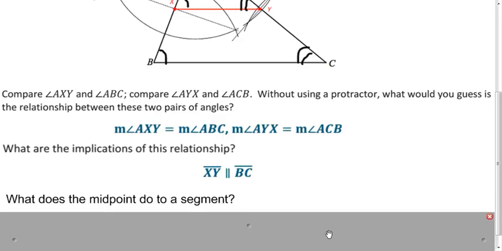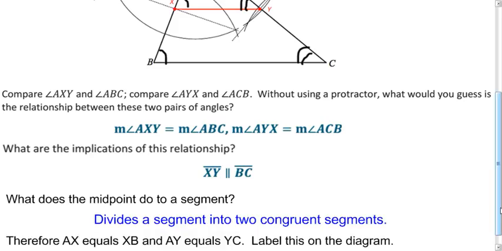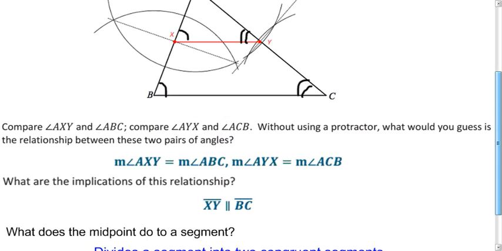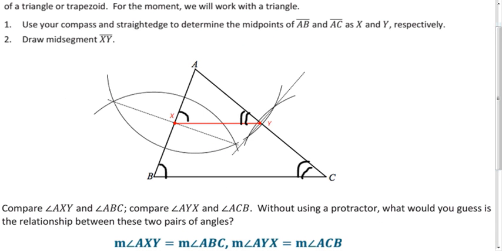And finally, what does the midpoint do? We've been talking about this a lot in our proofs. A midpoint divides the segment into two congruent segments. And so AX and XB are equal measures, so let's label that. And the same holds for AY and YC. So that's going to be useful in this lesson.